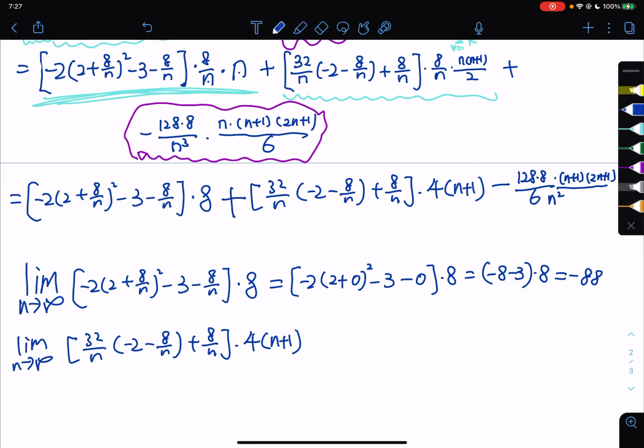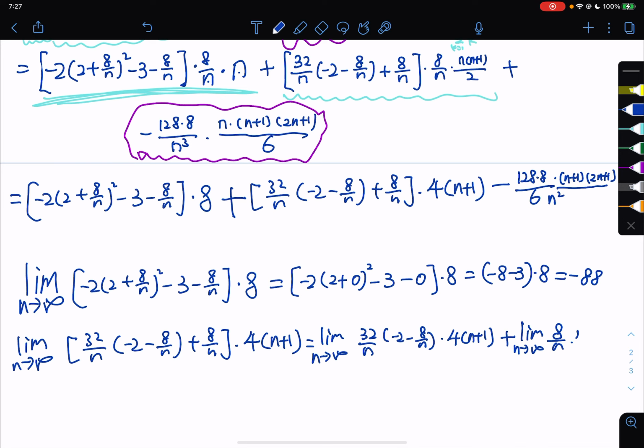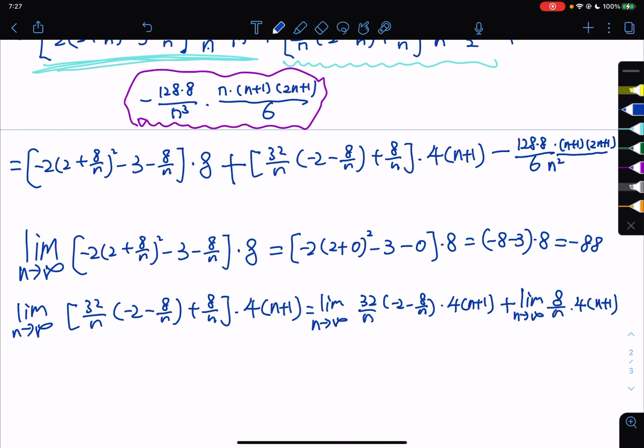It's essentially a polynomial over polynomial. So what I can do is I can have limit n goes to infinity. The first part is 32 over n multiplied by negative 2 minus 8 over n times 4n plus 1. The second part is limit n goes to infinity, 8 over n times 4n plus 1. So I split it into two parts. The first part of it can be written a little bit prettier. It is 32.